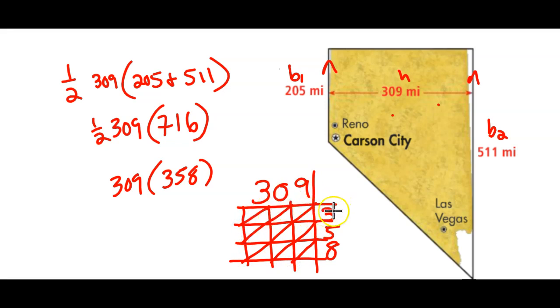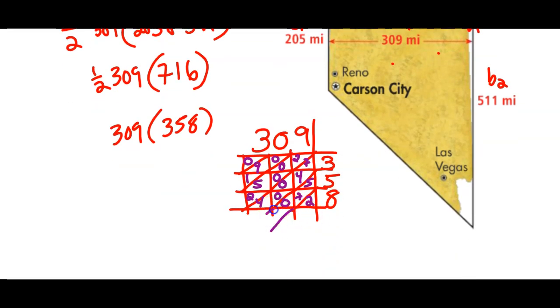So it should work for this. Let's try it out. 3 times 9 is 27. 3 times 0 is 0. 3 times 3 is 9. 45, 0, 15. 72, 0, 24. And then add along the diagonals here.